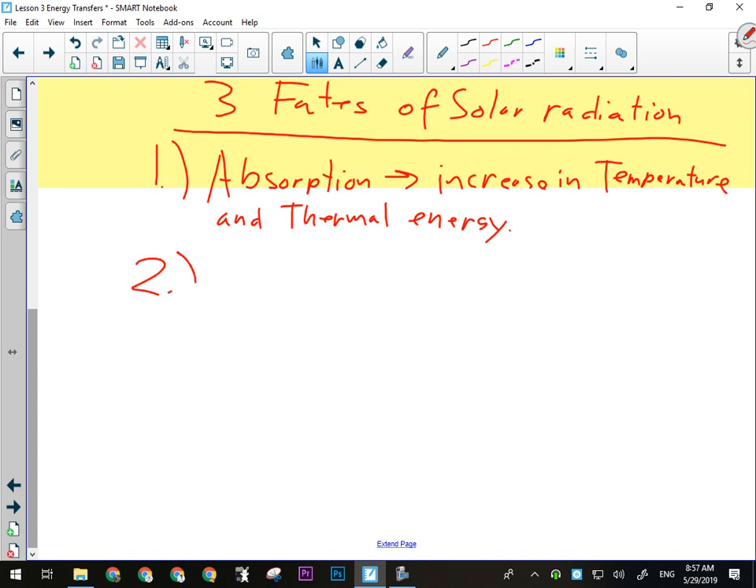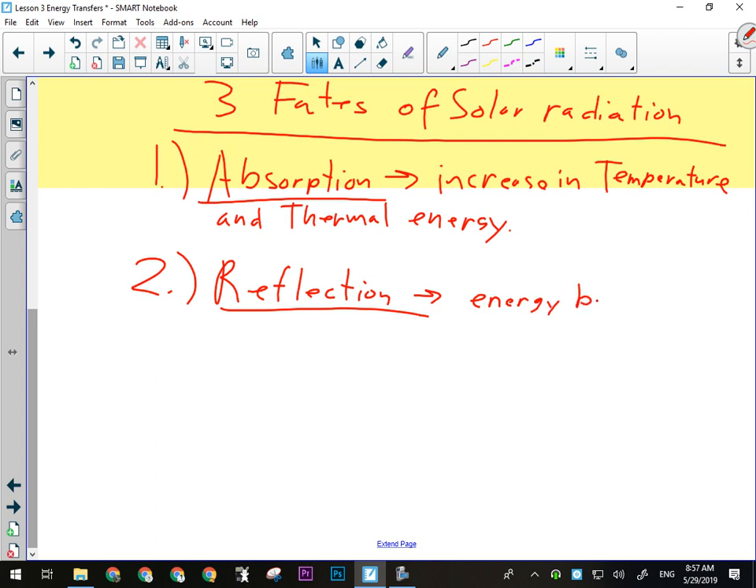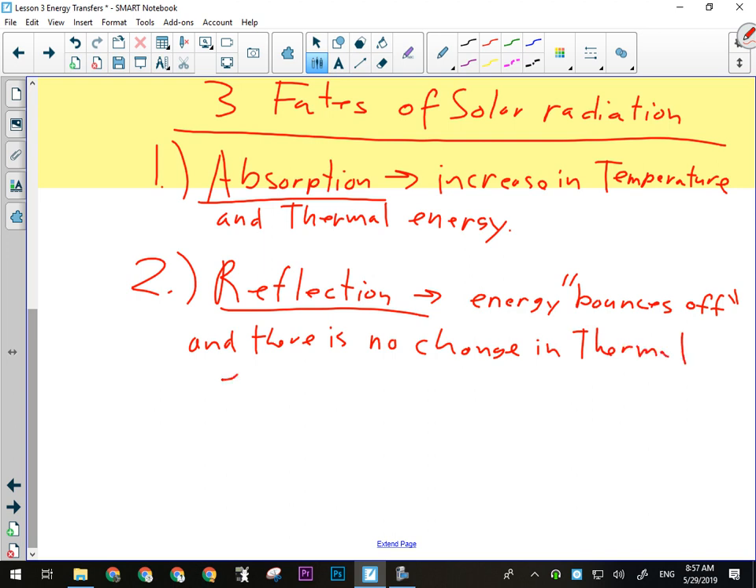Okay, the second fate is reflection. So if reflection occurs, the energy just bounces off, and since it's not absorbed, it does not cause any change in thermal energy, so we really don't gain anything from that. It just reflects off.